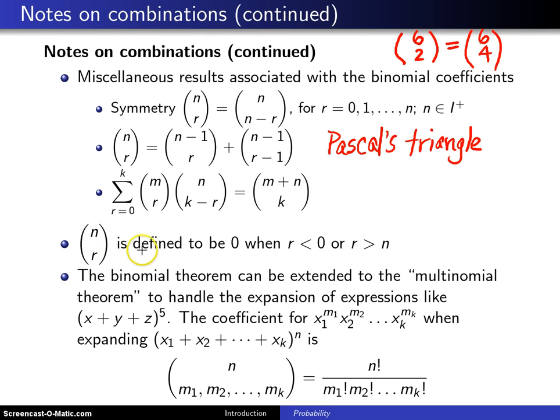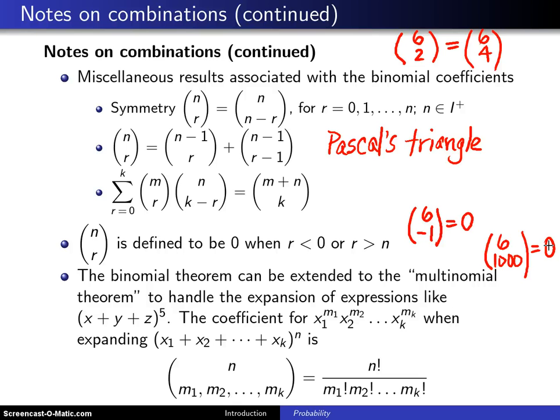Now, N choose R is defined to be 0 when R is less than 0 or if R is greater than N. So, for example, if you see 6 choose negative 1, it will look kind of odd if you ever see it, but that's defined to be 0. Or if you see something like 6 choose 1,000, that will also be defined to be 0. These don't make any sense in terms of counting problems, but will show up occasionally in mathematics.